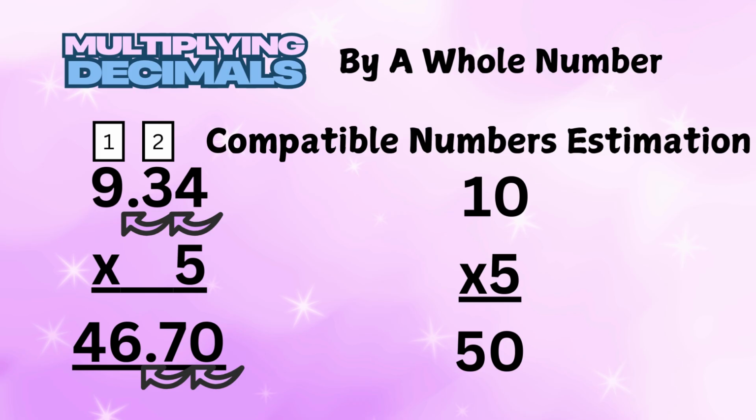In this case, I start with the question 9.34 multiplied by 5. When I'm using compatible numbers, I want numbers that I can easily work with. In this case, 9.34, I am going to round to the number 10, which is a very easy number to work with. 10 multiplied by 5 is much easier for me to do than 9.34 multiplied by 5. So using those compatible numbers, I have an estimate of 50.